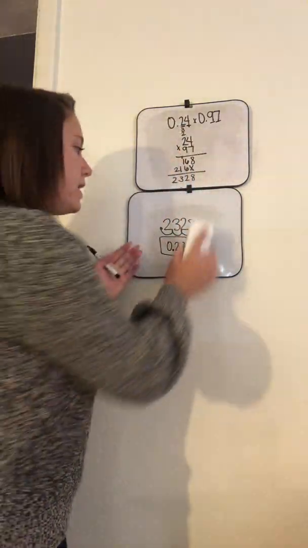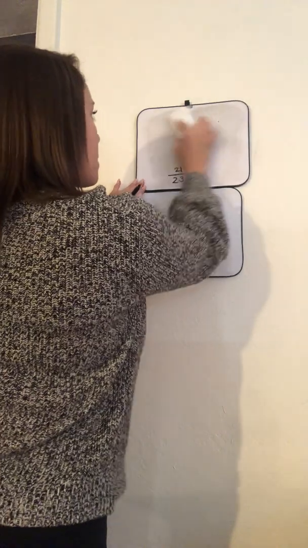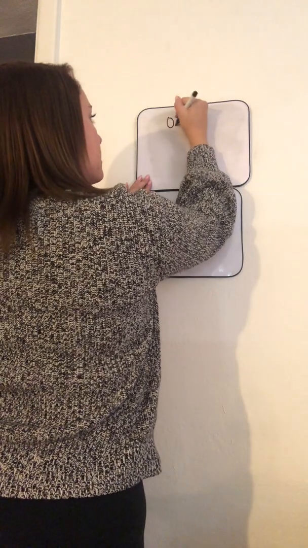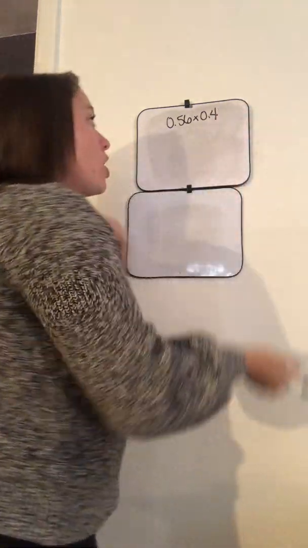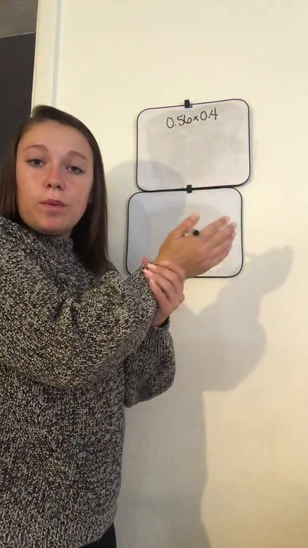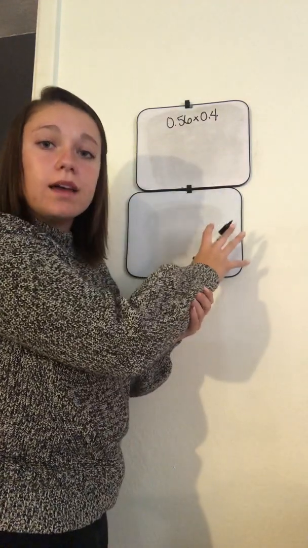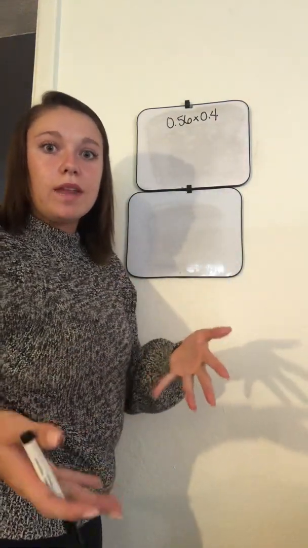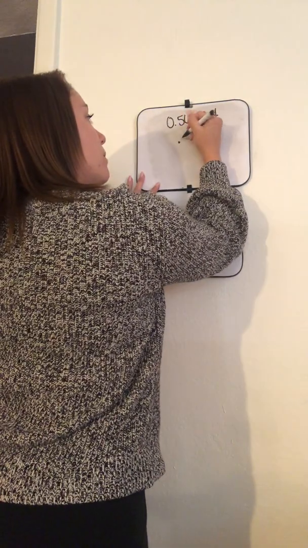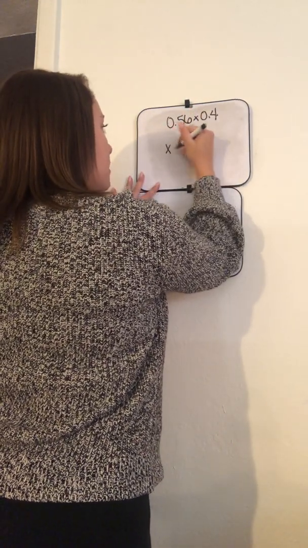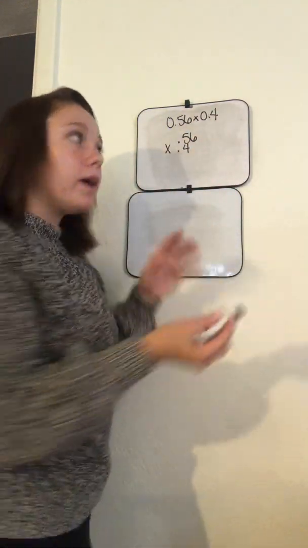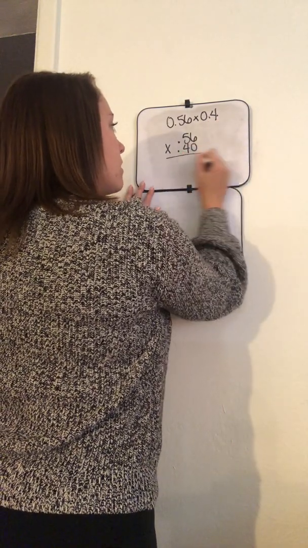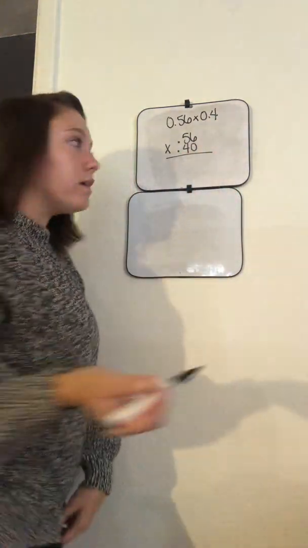So let's do another example. Let's try 0.56 times 0.4. Now when we set this up, we can use the decimal point to set up our equation correctly, but when we start multiplying, we can ignore the decimal point. So in this case, it would be 0.56 times 0.4, and we can add our 0 as our placeholder to help us multiply. So we can add the 0, and now we can multiply correctly.